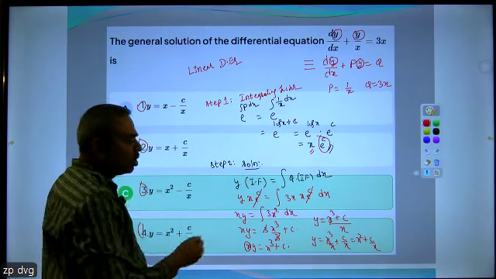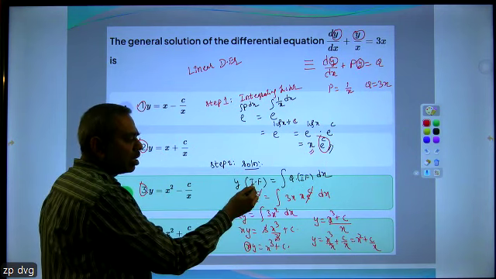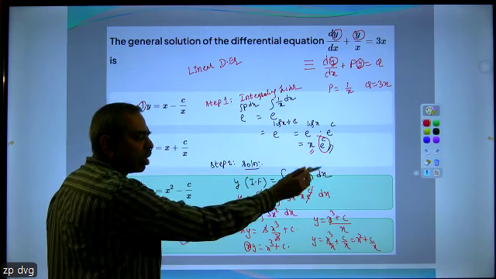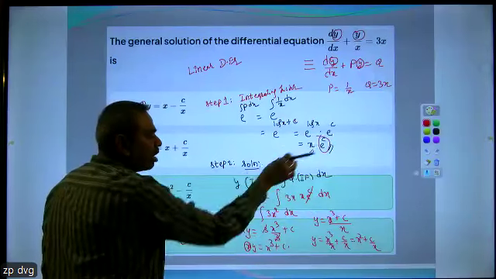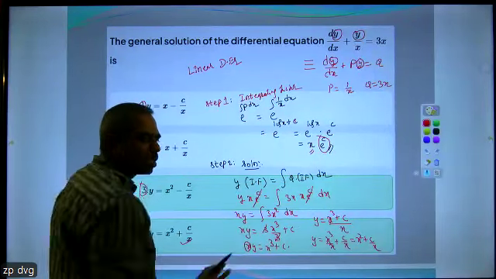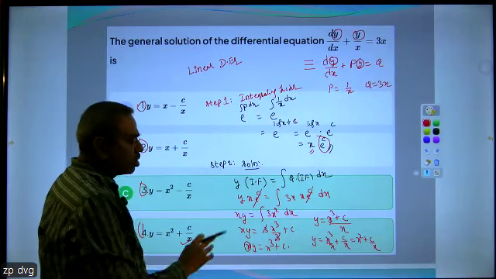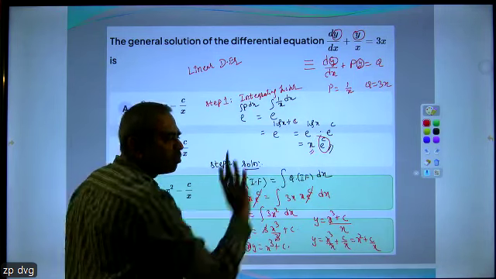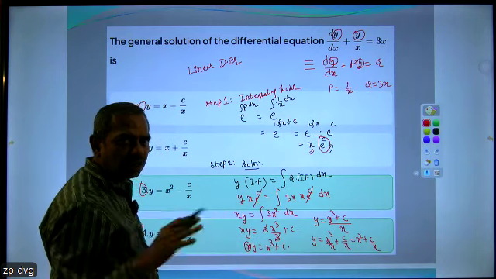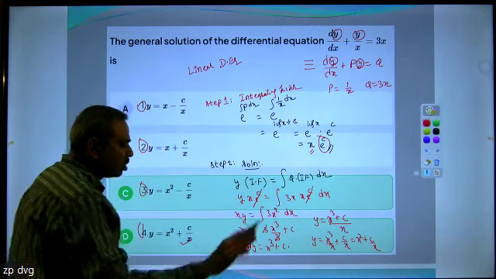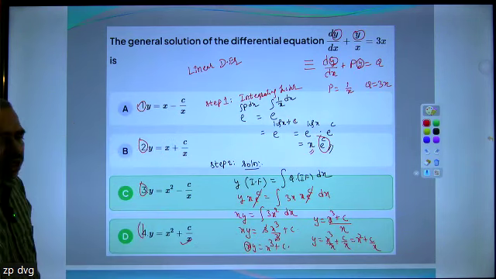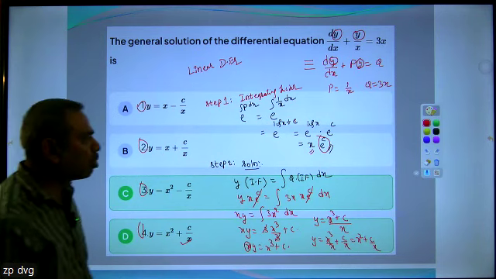What is step 2 here? It is y into the integrating factor equals integration of q into the integrating factor dx. If I apply this integrating factor, the constant on both sides gets cancelled. Since the constant is cancelling, from now onwards we will not write e power c. Is it clear, ma? Okay, so this is how we have to work.